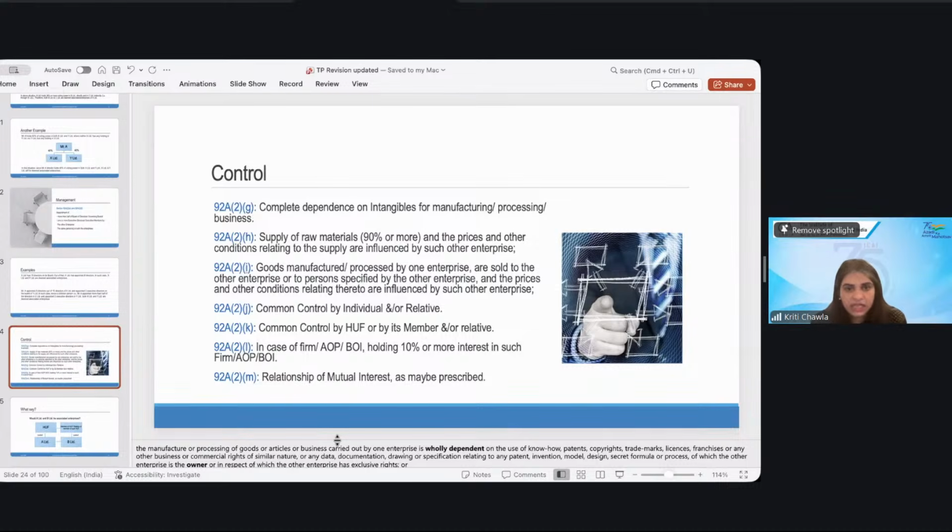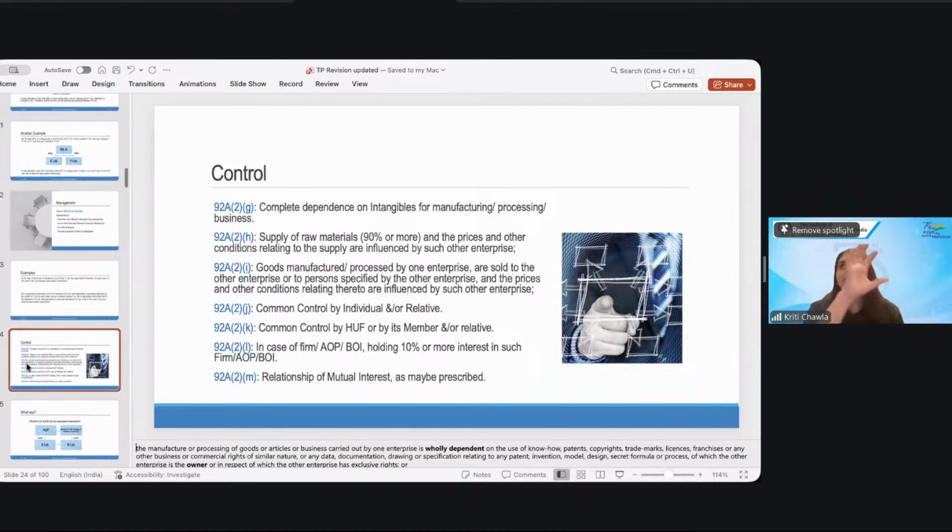Or I, which talks about goods manufactured or processed by one enterprise, they are sold to another enterprise, or the persons which are specified by that other enterprise, and price and other conditions are influenced by such other enterprise, then also they'll become associated to each other. J talks about common control by individual and or relative. So if there is common control by an individual on one enterprise, and the individual's relative for the purposes of the Income Tax Act is holding another enterprise, then these two enterprises will become associated to each other.